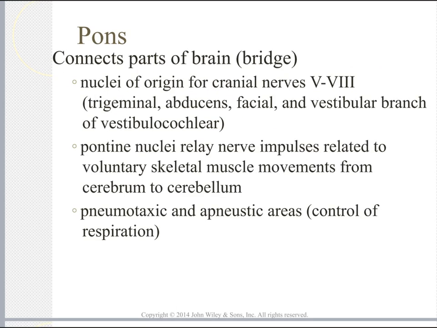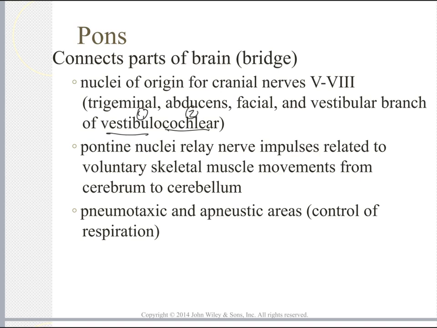So the pons connects part of the brain. Again, there's our word, it's a bridge. It's going to be the origin for nuclei of cranial nerves 5, 6, 7, and 8. These nerves include the trigeminal nerve, the abducens, facial, and vestibular branch of the vestibulocochlear nerve. Remember, the medulla oblongata dealt with the cochlear branch, so we have 2 branches of this nerve, and we'll just write in that vestibular and cochlear branch.